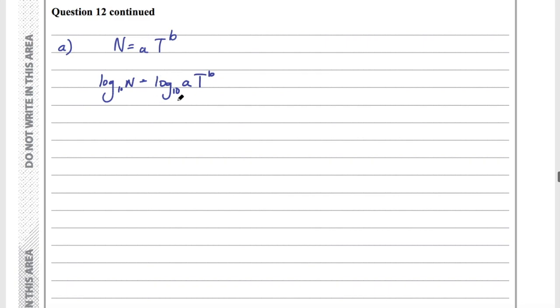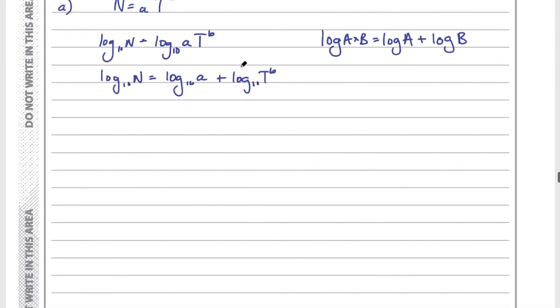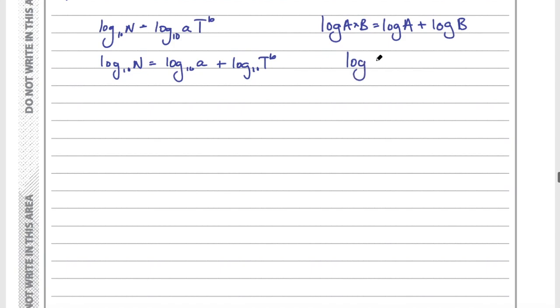And now what we have on the right hand side is a log of two numbers multiplied together. And remember, when we have a log of something times something else, we can write this as log of A plus log of B. So we'll expand that right hand side out, so this will be log base 10 of N equals log base 10 of A plus log base 10 of T to the power B. And also we know that when we have a log of a number and it's raised to some power, that power can then become the coefficient. So that rule is basically log of A to the power B equals B log A.